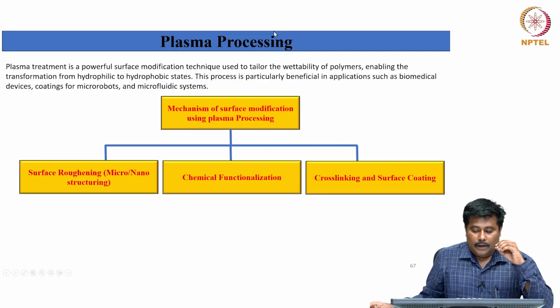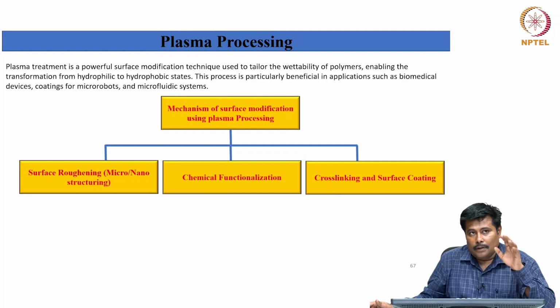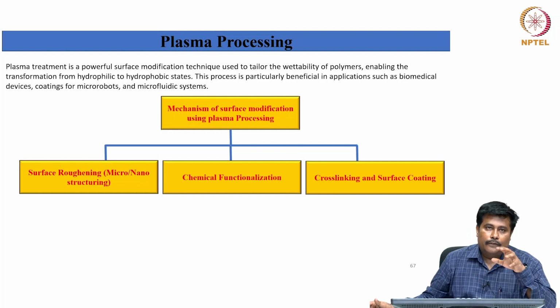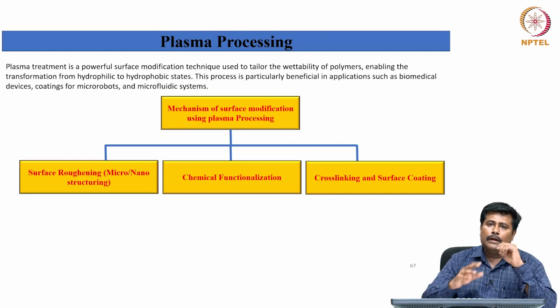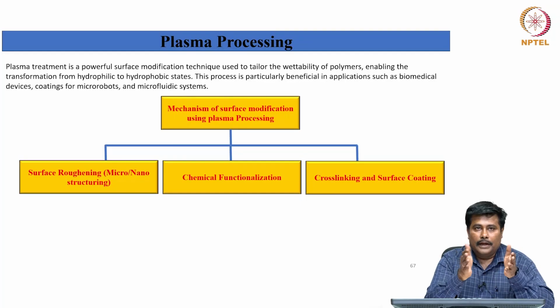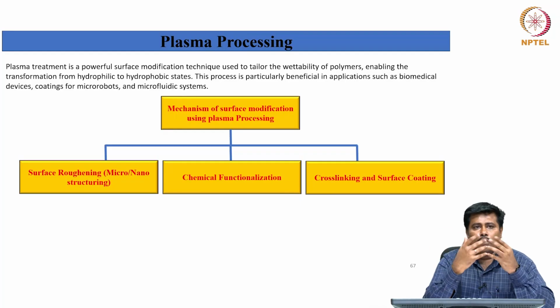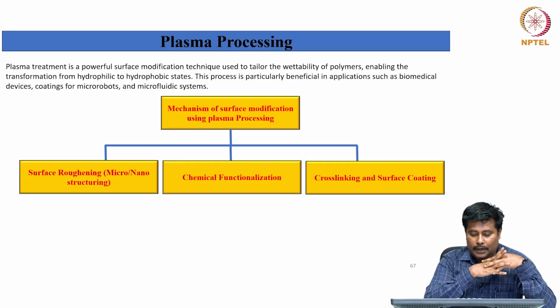Now when we try to see the mechanism of this plasma processing, the plasma treatment is a powerful surface modification technique, and it is used to tailor the wettability of polymers. It enables the transformation from hydrophilic to hydrophobic state. This process is particularly beneficial in applications such as biomedical devices, coatings for micro robots, and microfluidic systems.